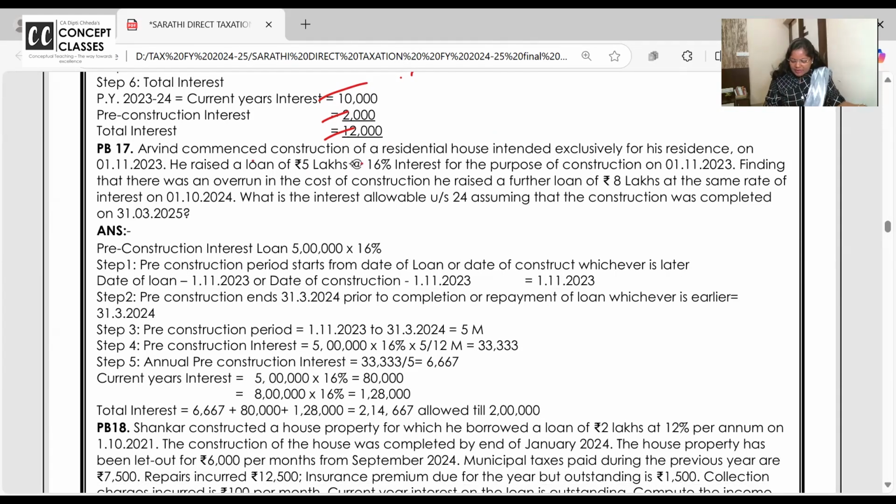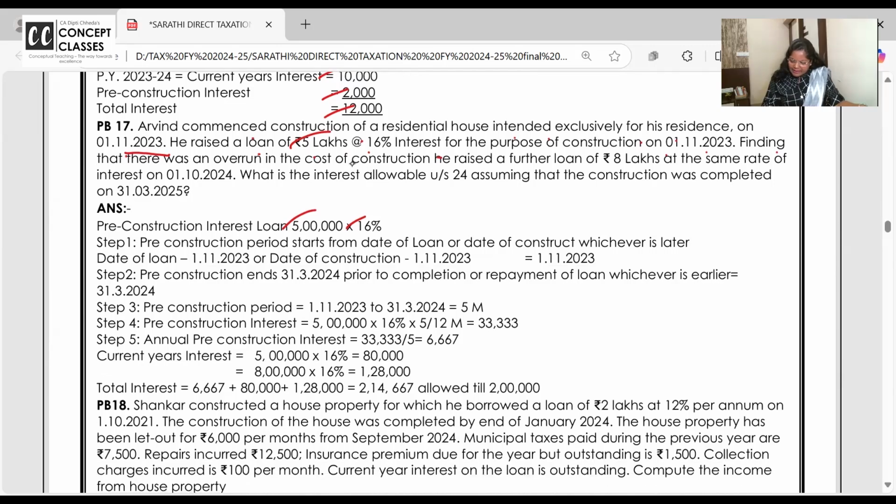Arvind commenced construction of a residential house exclusively for his residence on 1/11/23. He raised a loan of 5 lakh at 16%, and construction started on 1/11/23. Finding that there was a cost overrun, can we take a second housing loan? Yes. So he took 8 lakhs more in October 24. What will be the interest in March 25? He took the loan, and construction was completed in March 25.